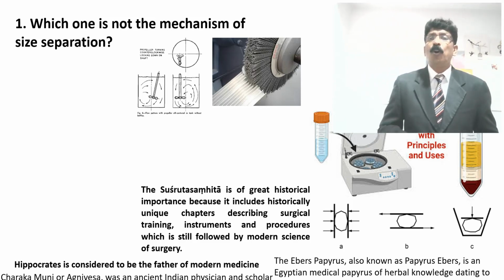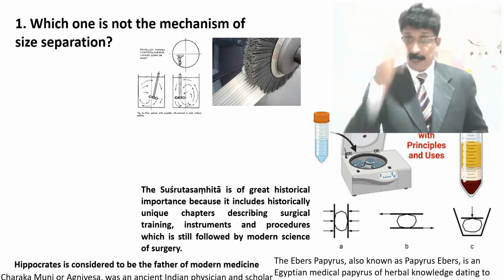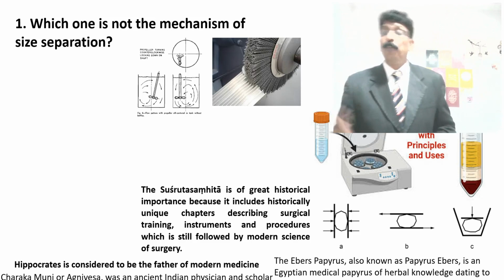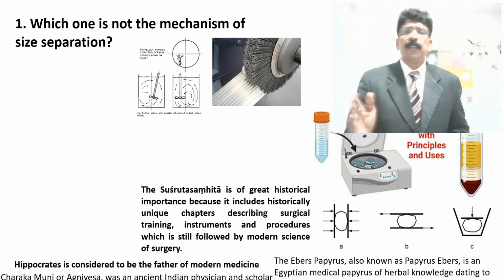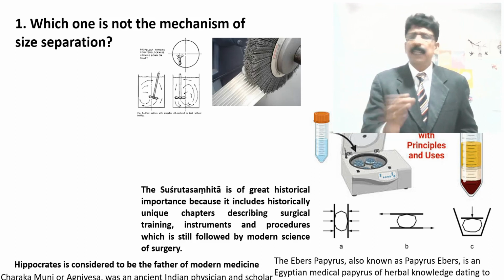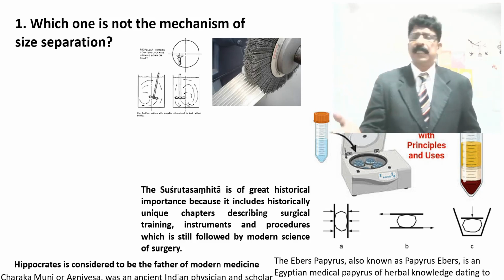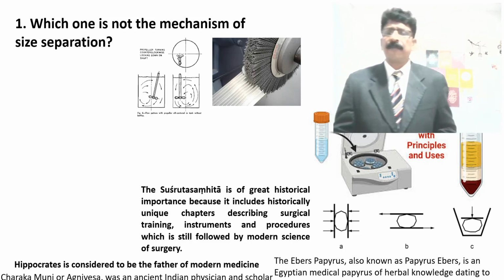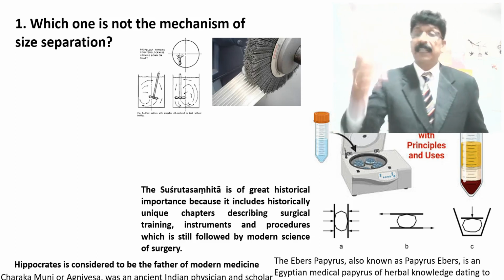You know there are many methods which you might have studied in pharmaceutics unit operation: size reduction, size separation. Size separation means you are separating the compounds by means of size. You might have studied filtration, decoction, many methods. Size reduction you might have studied. After size reduction, size separation.